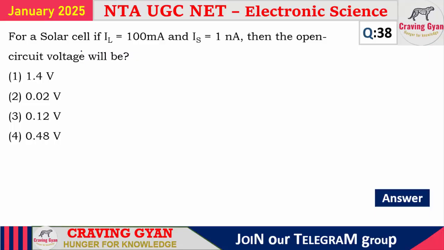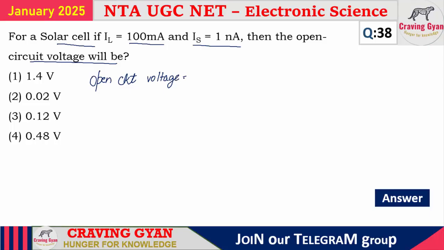In the 38th question, what they have given is, in the case of a solar cell, the IL current is 100 milliampere and IS equals 1 nanoampere. Then the open circuit voltage will be? We know that the solar cell operates in the fourth quadrant and the photodiode operates in the third quadrant. In the case of a solar cell, we talk about fill factor, and in the case of a photodiode, we talk about responsivity. And the open circuit voltage derived from a solar cell is a negative value, or negative voltage you're going to get.